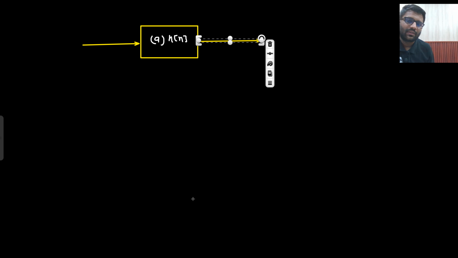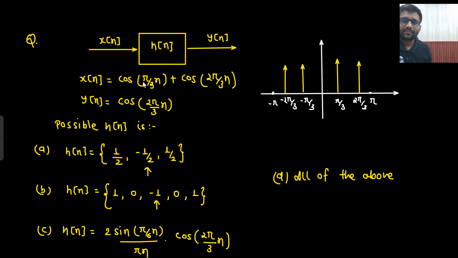What I mean to say is that for the filter, if I apply an input of cos pi by 3 plus cos 2 pi by 3n, then what will happen is that this component will not pass, but this component will pass, but with the gain of minus 1. With the gain of minus 1.